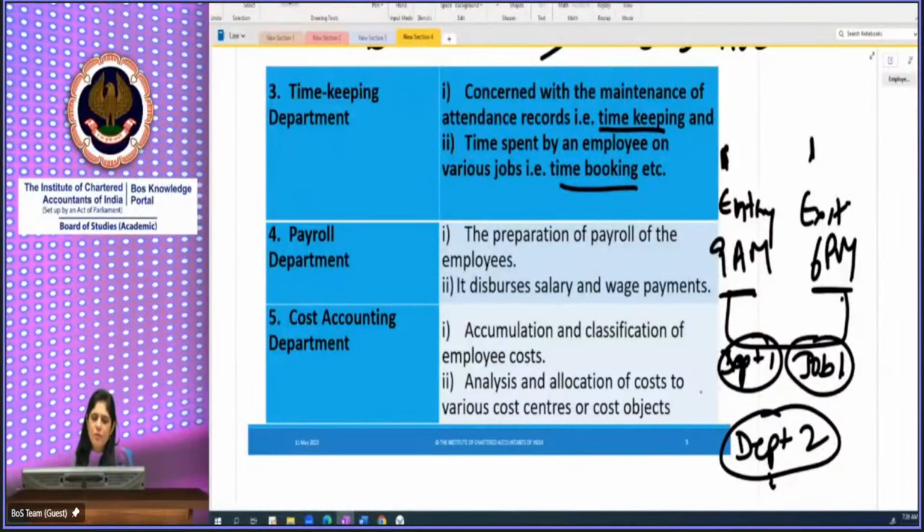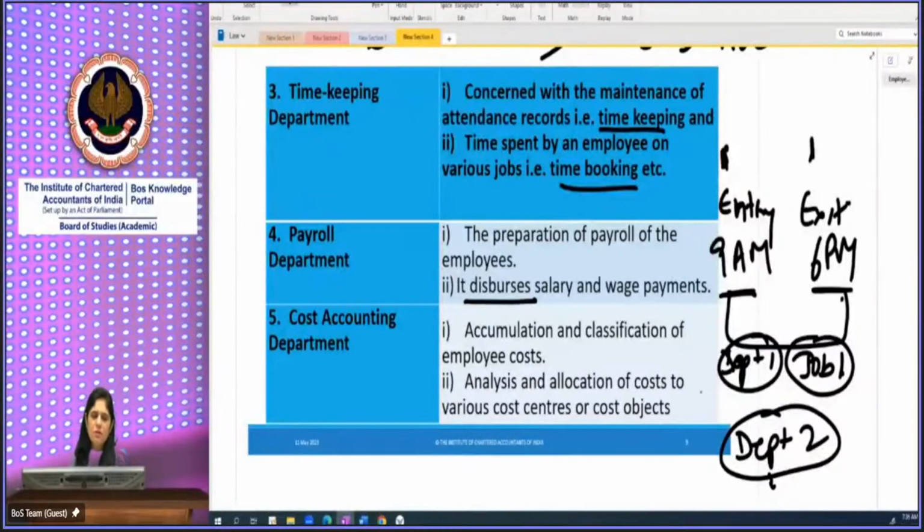So preparation of payroll for employees. Disburses means distributes or pays. We get the salary, so the payroll department distributes the salary. Disburses means distributes or makes payment of salary and wages.